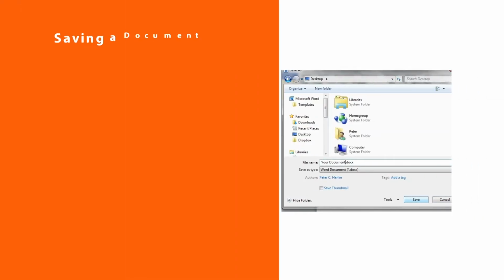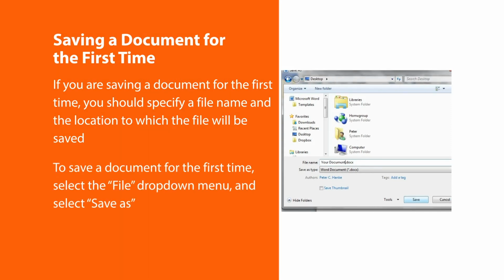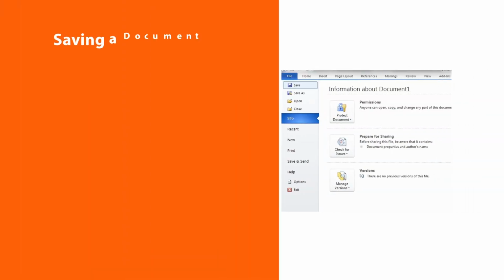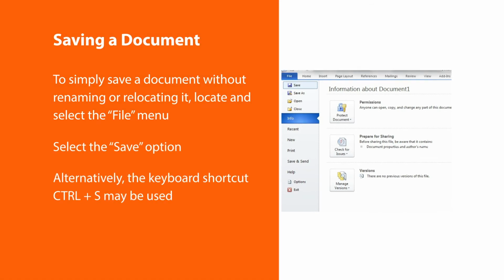So saving a document for the first time. If you are saving a document for the first time, you should specify a file name and the location to which the file may be saved. To save a document for the first time, select the file drop down menu and select save as. The save as window will appear, at which point you should locate and select the location that you want the file to be saved to, as well as naming the file what you would like it to be called. To simply save a document without renaming or relocating it, locate and select the file menu, select the save option. Alternatively, the keyboard shortcut Ctrl+S may be used.